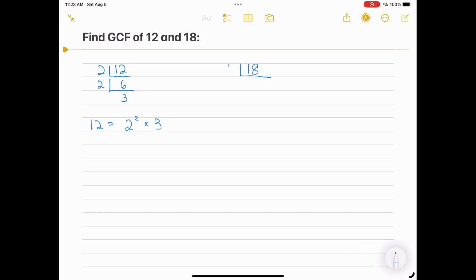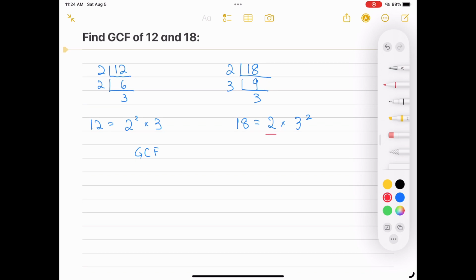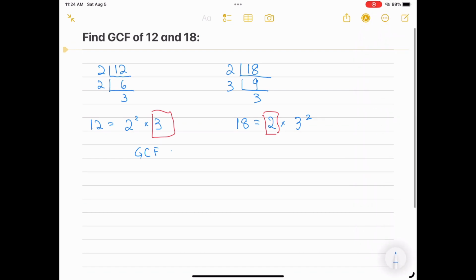So the prime factorization of 12 is 2 squared times 3. And the prime factorization of 18 is 2 times 3 squared. To find the greatest common factor of those numbers, we find the lowest power of each factor that occurs in each of the factorizations, and the product of these lowest powers is the GCF. In this case, we have 2 to the first power times 3 to the first power, or 2 times 3, which equals 6. So 6 is the greatest common factor of 12 and 18.